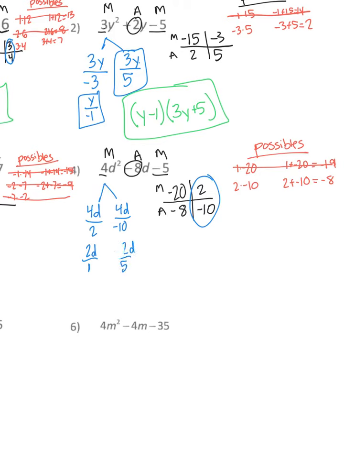But I always actually want to keep that negative with the number on the bottom so that I know where to put it in my binomial. So my answer here is going to be 2d plus 1, 2d minus 5.